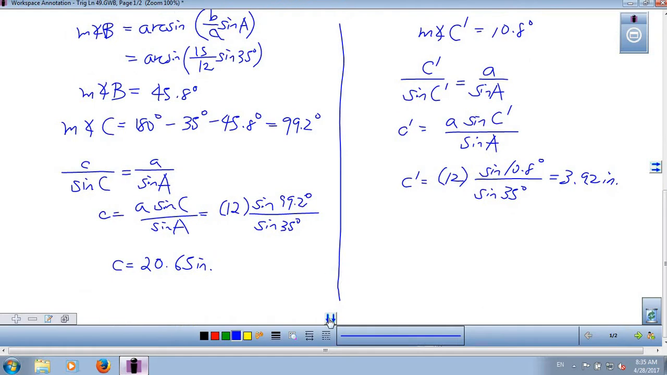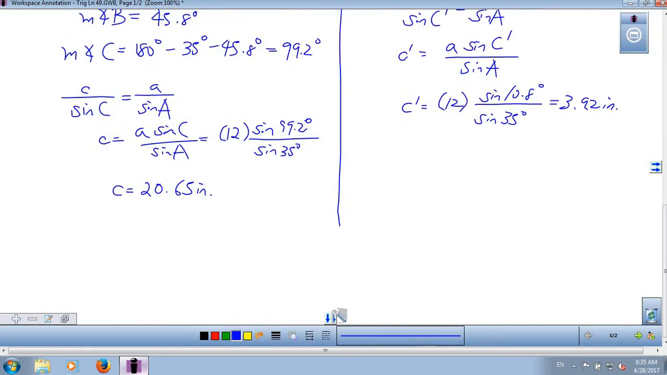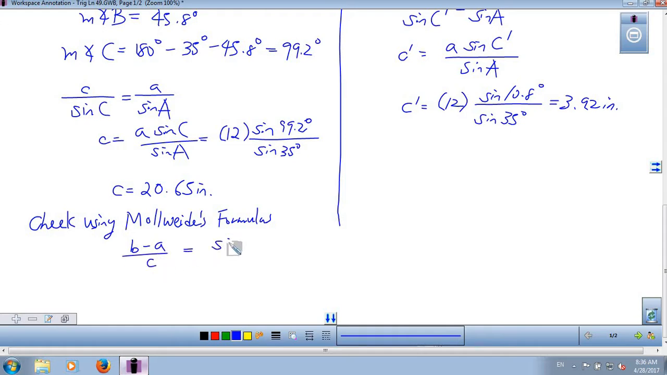Now, the day before, we talked about Mollweide's law formula that will help us to check our solutions. So let's go ahead and check our solutions here, using Mollweide's formulas. Okay, so let's check to make sure that our calculations are correct.